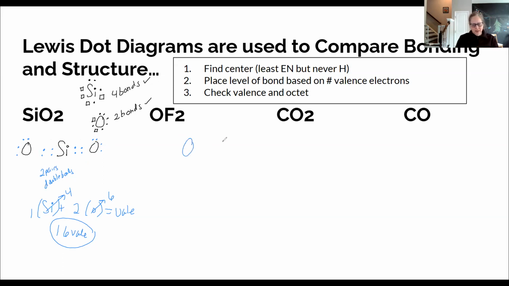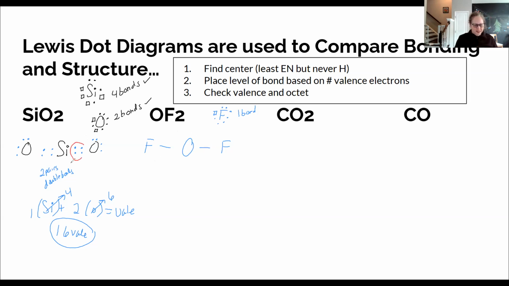OF2, oxygen in the center, fluorine on the outside. Fluorine, 7 valence electrons because it's group 17, so it wants only 1 bond. So the oxygen bonds with each fluorine. This is not a double bond. Oxygen has 2 single bonds, 1 with each fluorine. Oxygen wants 2 bonds, and he still has 2 bonds.